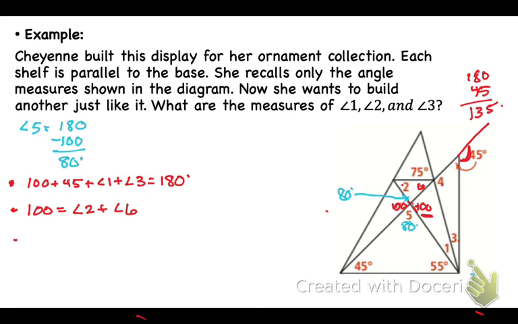Okay, so 135 equals angle 4 plus 3. I think maybe I could do something with this equation right here and this equation right here.